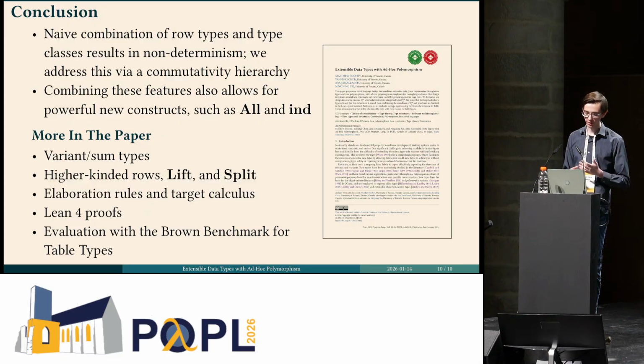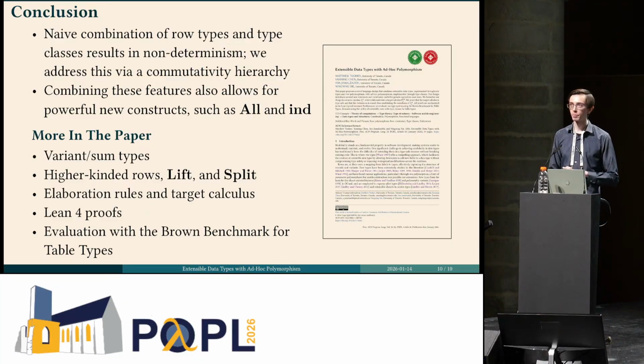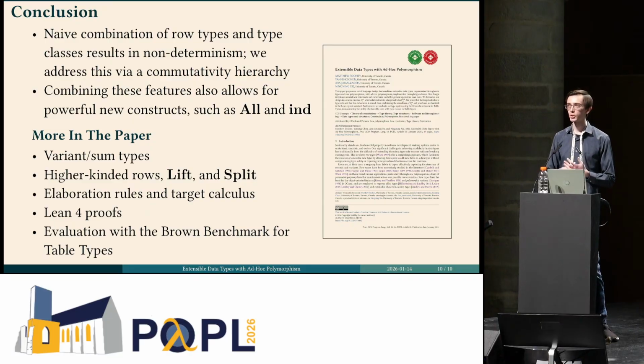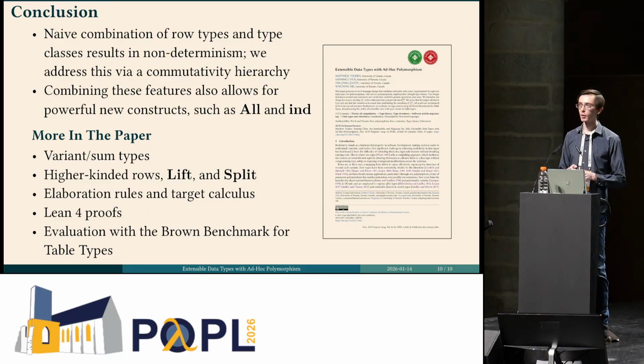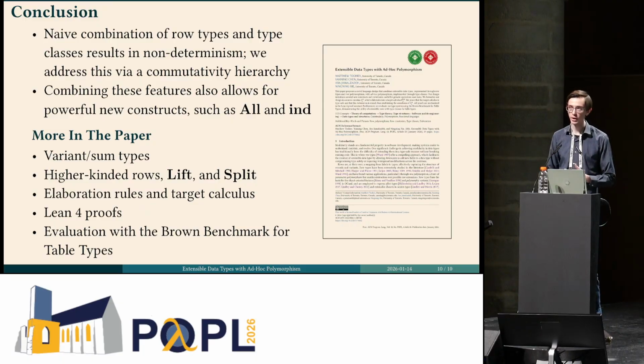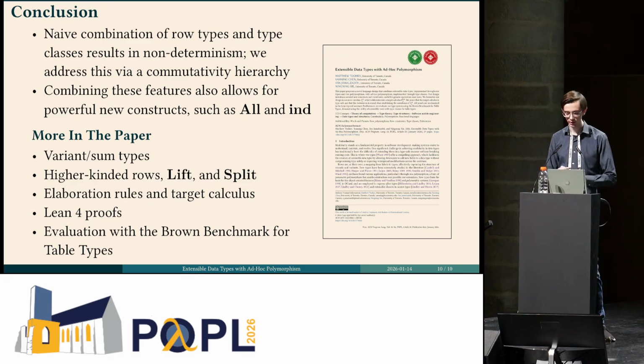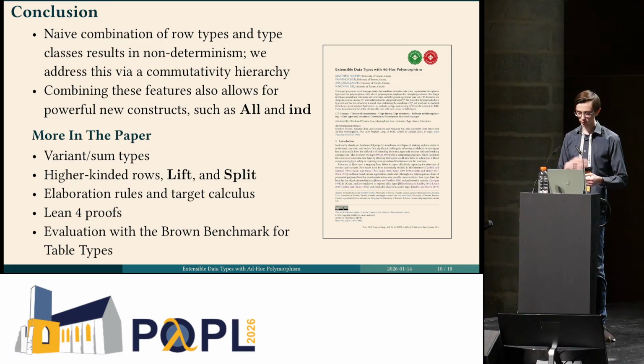We deal with rows that are used to construct variant or sum types. We also have higher-kinded rows and two other constructs for working with rows, lift and split. The semantics of our language are defined by elaboration. So in the paper, we describe our target calculus, which has some interesting properties of its own. And we give the full description of the elaboration that converts from our source to that target. In our artifact, we have proofs in the Lean4 proof assistant that guarantee the properties we want from our elaboration rules and our target.